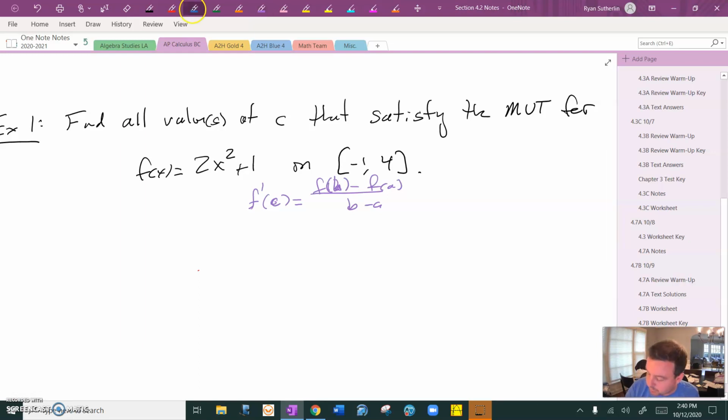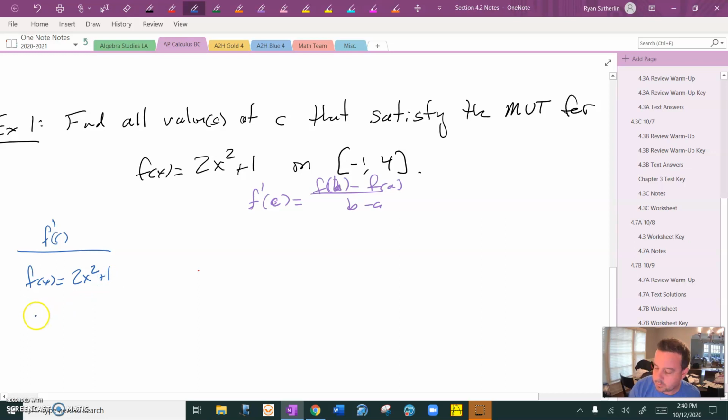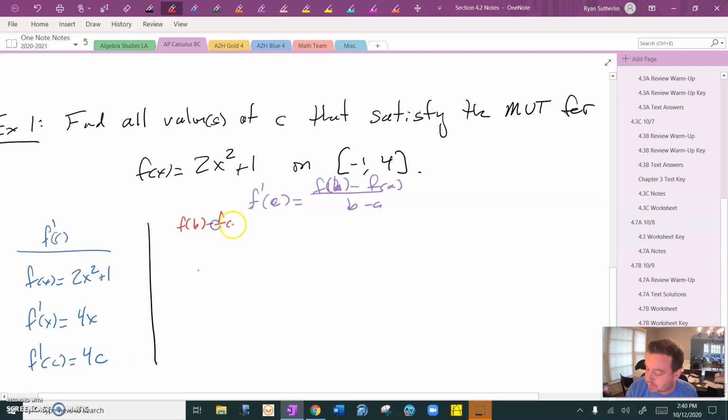So I'm going to start with, well, let's just find f prime of c. So f of x is 2x squared plus 1. That means f prime of x is 4x, and f prime of c would just be 4c. Okay, derivatives aren't going to be difficult in these problems, not at all. Now, let's take care of the average, the f of b minus f of a over b minus a.